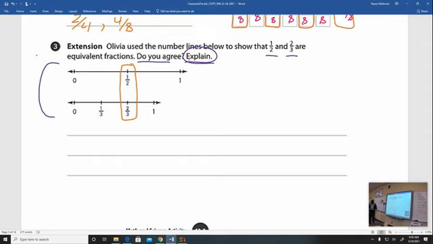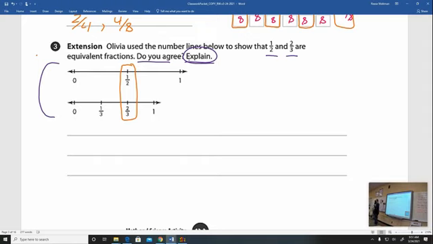Sellers. Why are these not equivalent? Did I tell you my sentence? Yeah, you can read me your sentence. I disagree with Olivia because the only reason one half and two thirds lines up is because she drew the second line too short. That is correct.